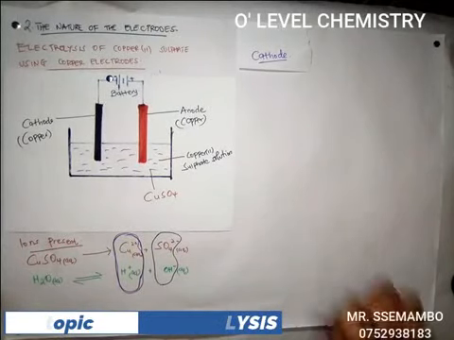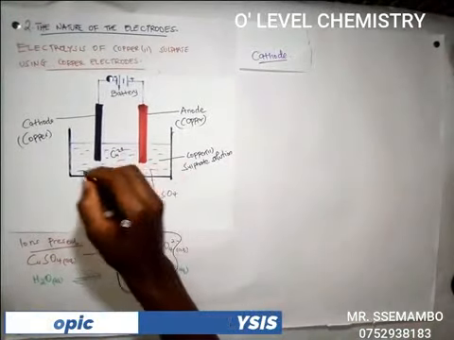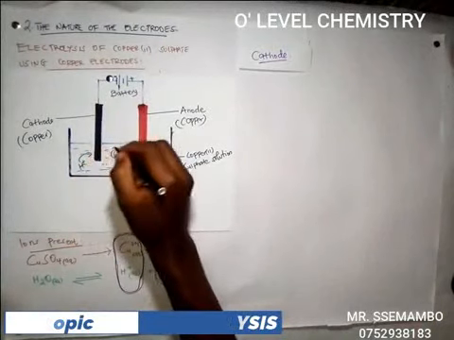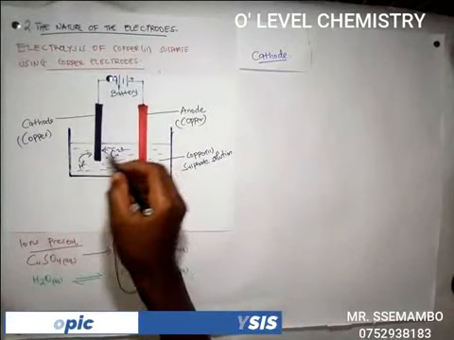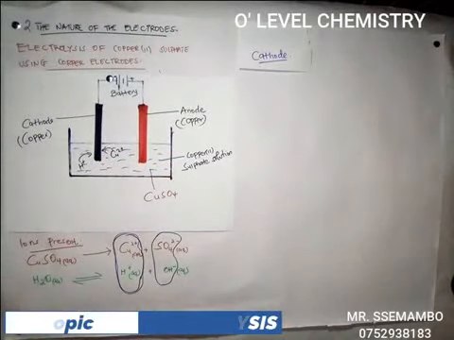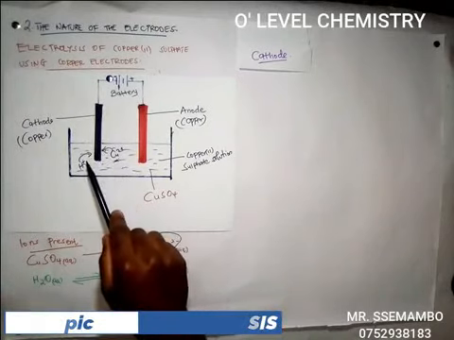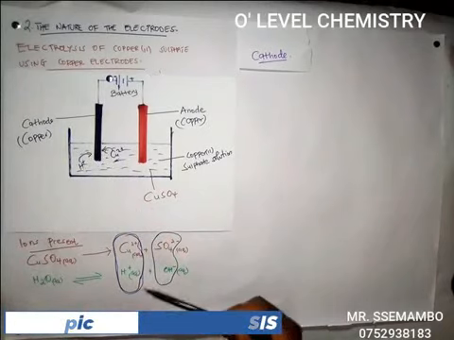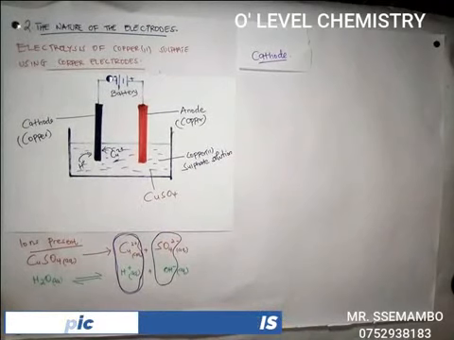So we shall have both copper II ions and hydrogen ions migrating to the cathode. But copper ions are discharged in preference to the hydrogen ions. Why? Because from our reactivity series we discovered that copper ions are below hydrogen ions in the reactivity series, or they are less reactive than hydrogen ions.